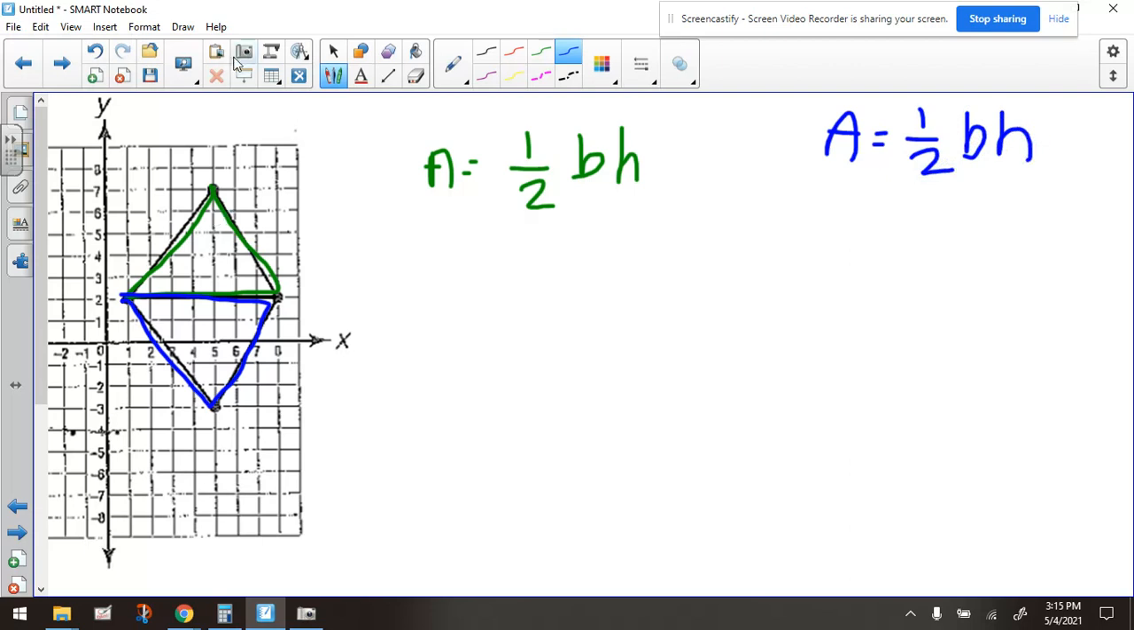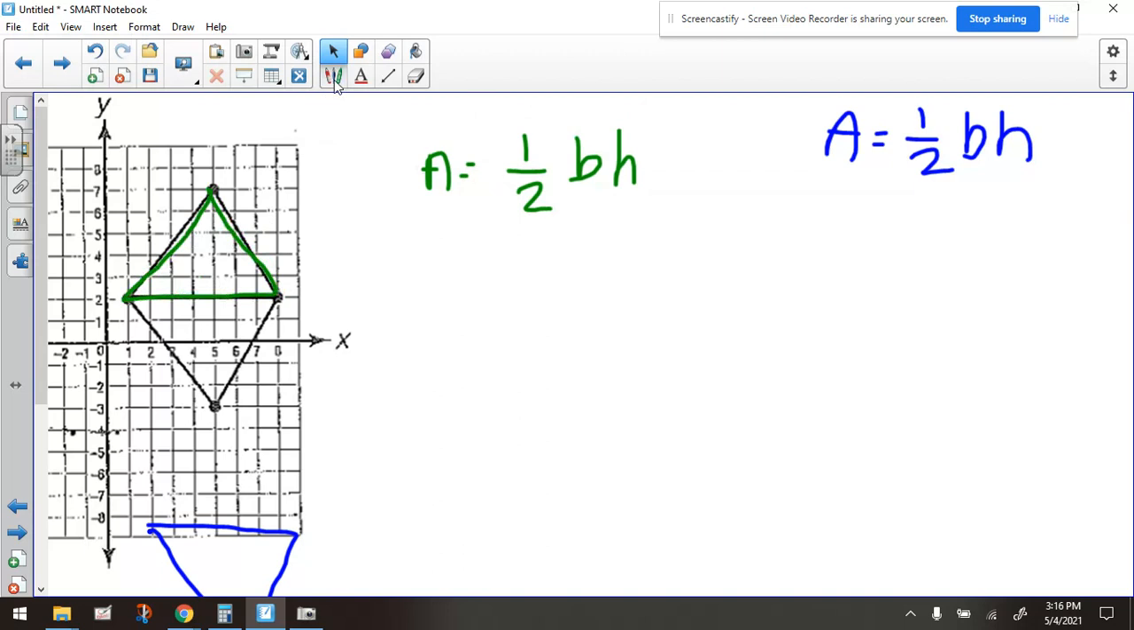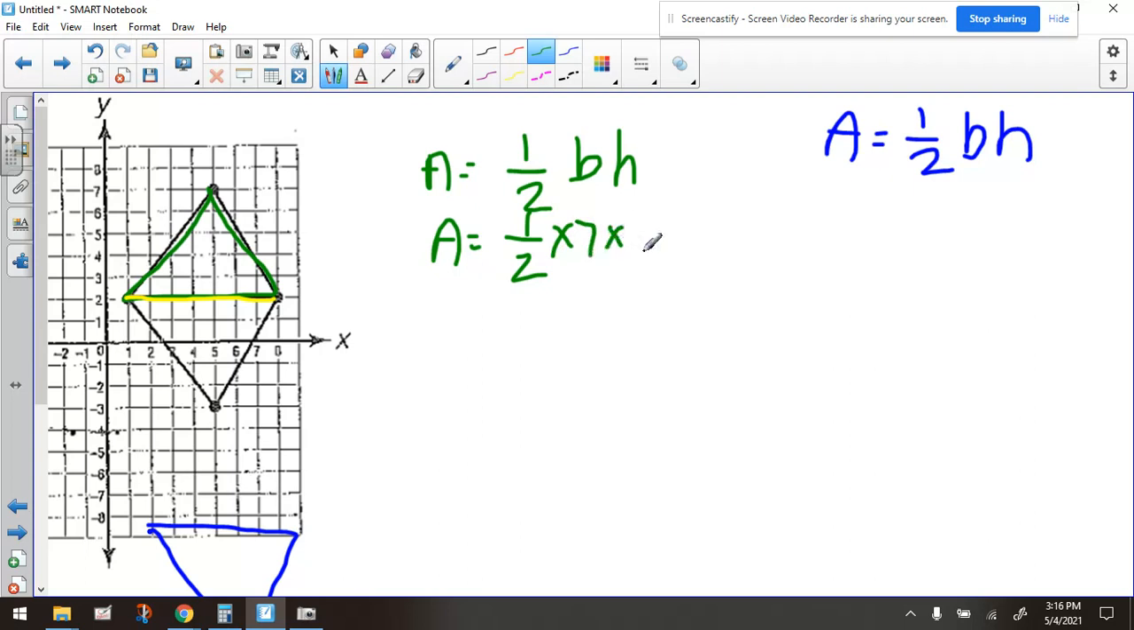All right, so let's focus on the green triangle first, shall we? This is the only line that matches up with the grid lines, so we're going to have to count how many units long that is. So let's figure that out. 1, 2, 3, 4, 5, 6, 7. The base on that is 7. Area equals half times 7 times the height.